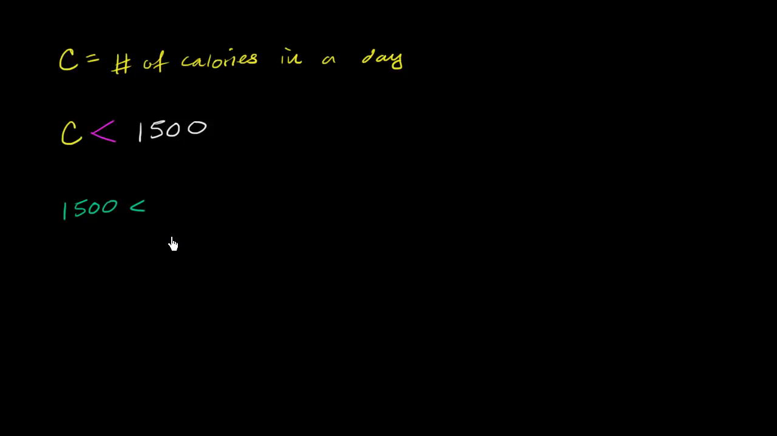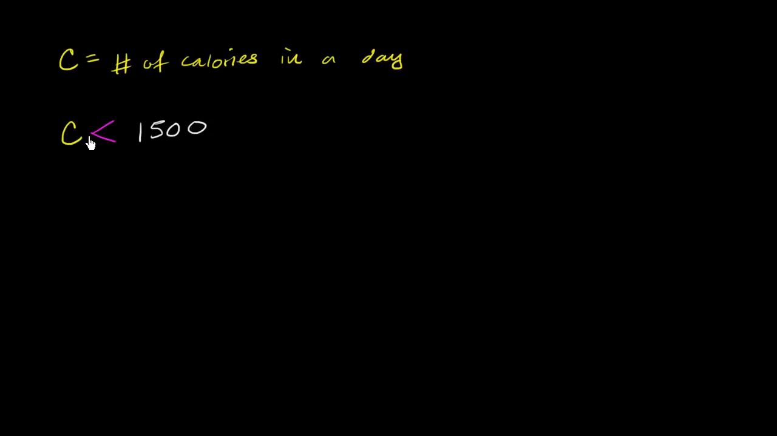But what if I want to eat up to and including 1,500 calories? I want to make sure that I get every calorie in there. How can I express that I can eat less than or equal to 1,500 calories? So I can eat up to and including 1,500 calories. Right now, this is only up to but not including 1,500. How could I express that?